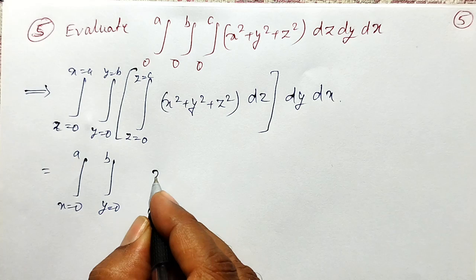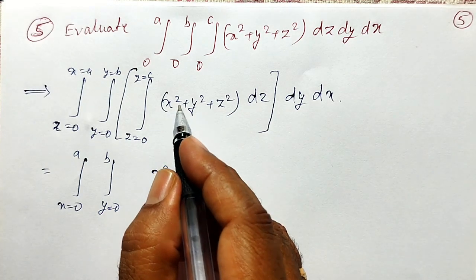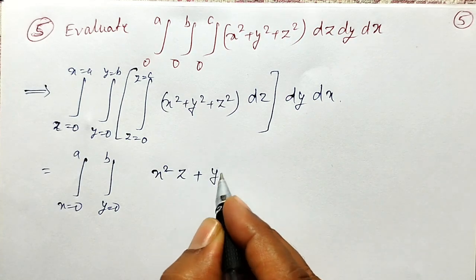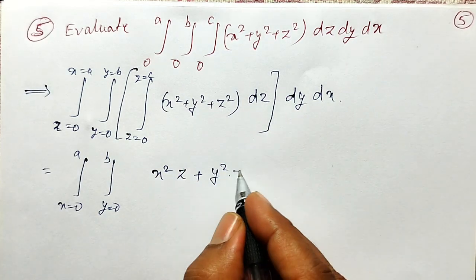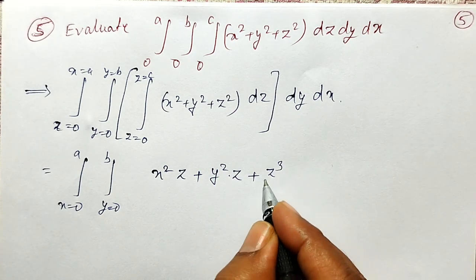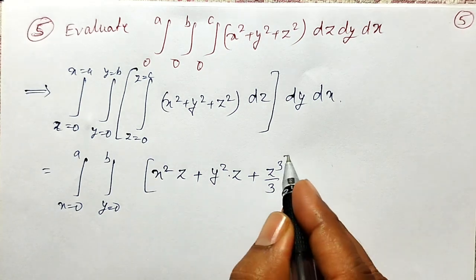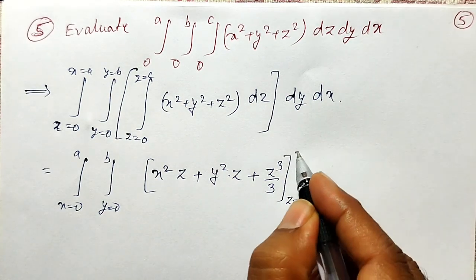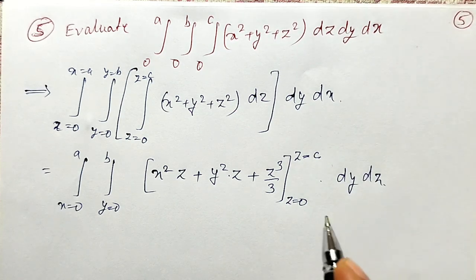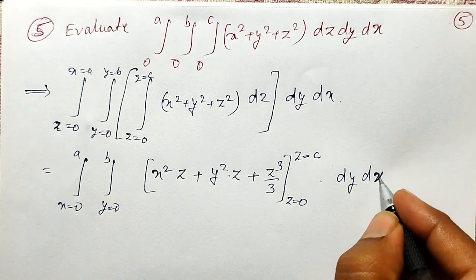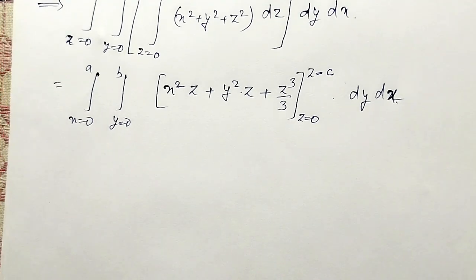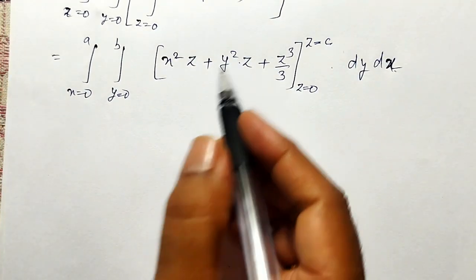x square is constant and its integration with respect to z will become z, plus y square into 1 will become z, plus z square integration will become z cube divided by 3. This is between the limits z equal to 0 to z equal to c, dy dx. Now put the upper limit minus lower limit for the z variable.